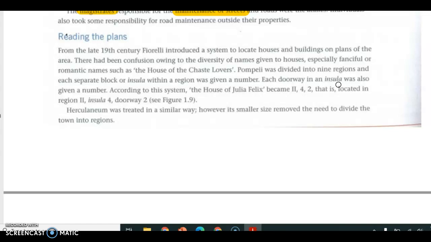But Fiorelli introduced this new system where each doorway in an insulae is given a number, so that instead of calling things the House of Julia Felix, which we still do use because her name's on the front of the home, for recording purposes, he changed that to a number, like insulae 2, house number 4, doorway number 2, that sort of thing. But that's not too important. That's just some later advancements.